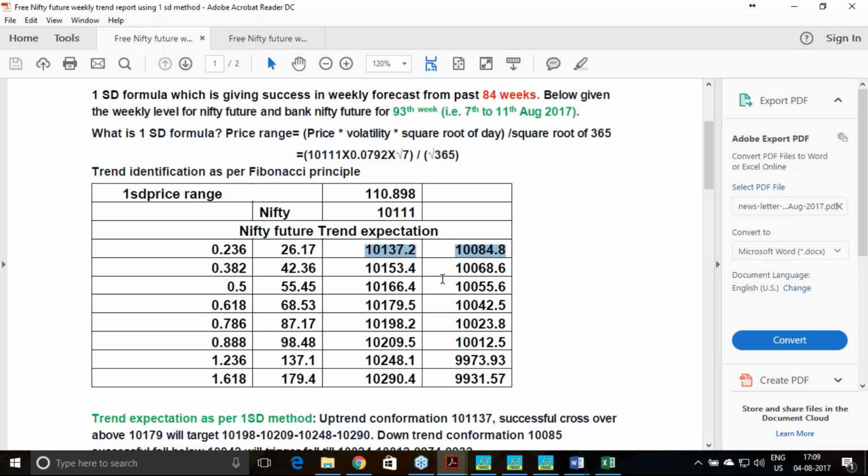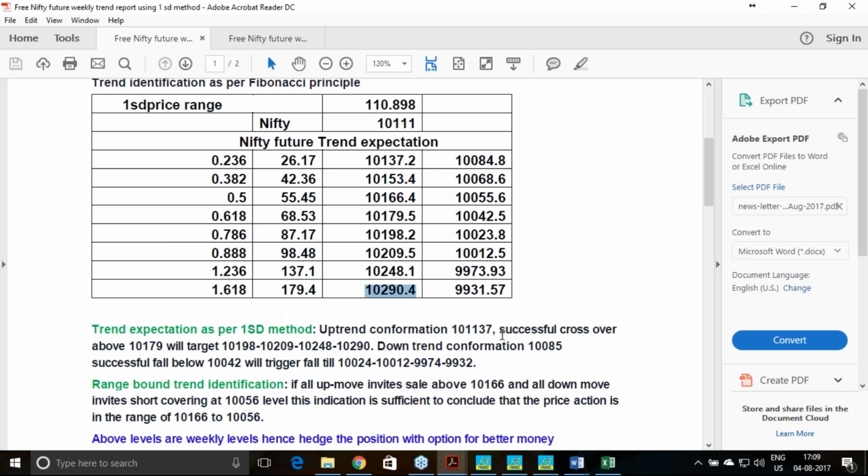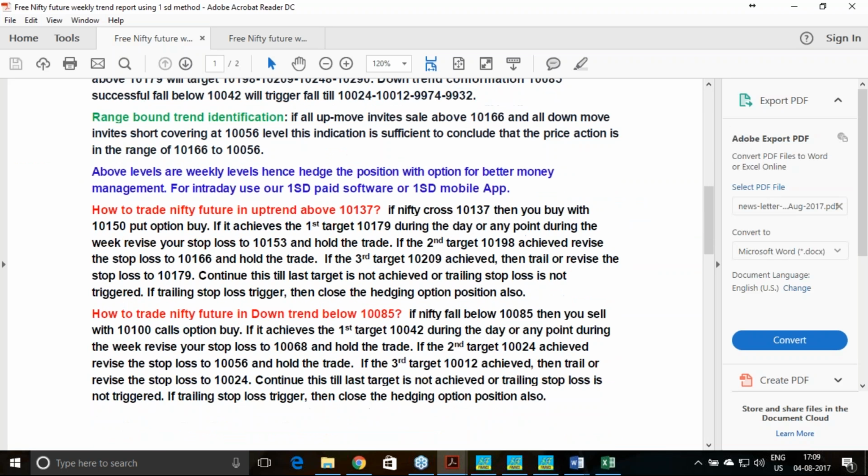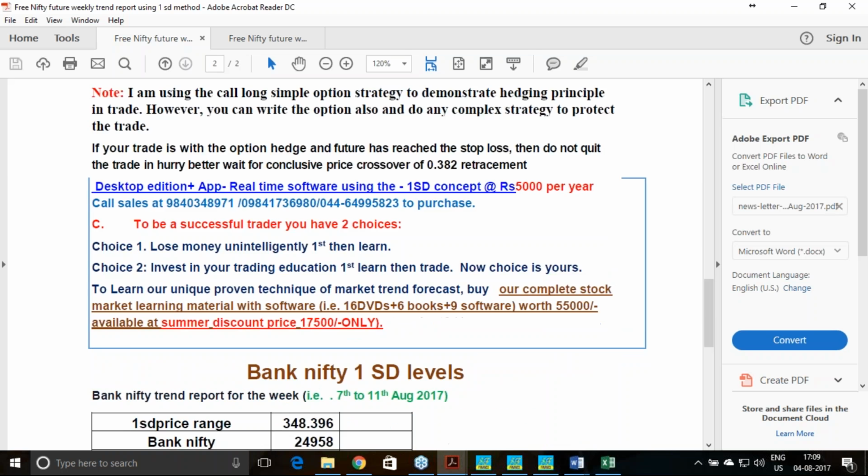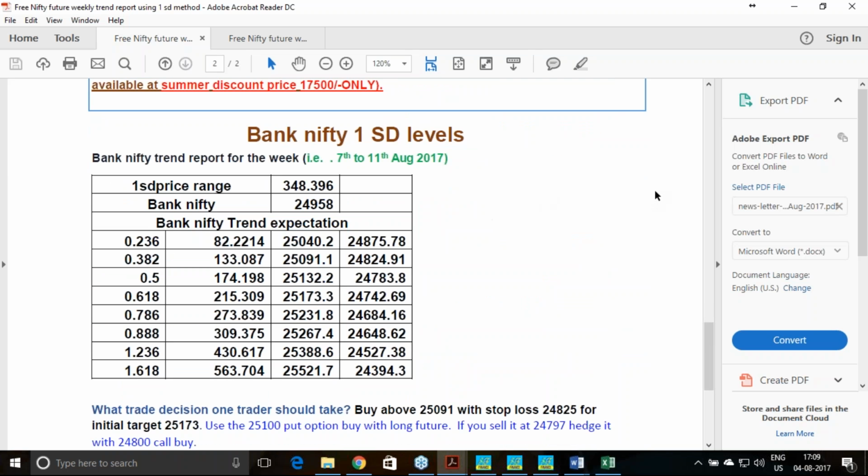This is next week's trend for the Bank Nifty. Above 10,137 there is an uptrend till 10,290, and these are the targets for the downtrend. So this is the same as the one standard deviation. You can create one weekly trend for any of the counters and follow those things.